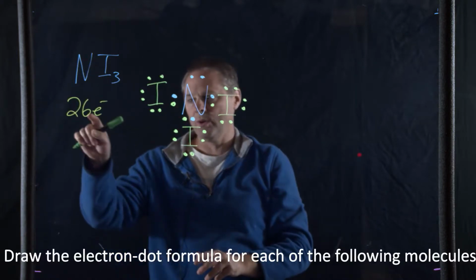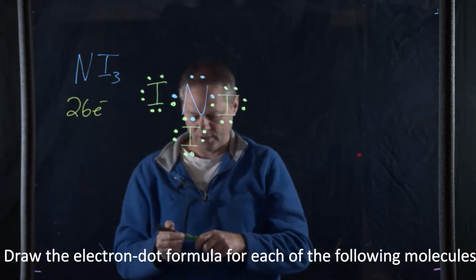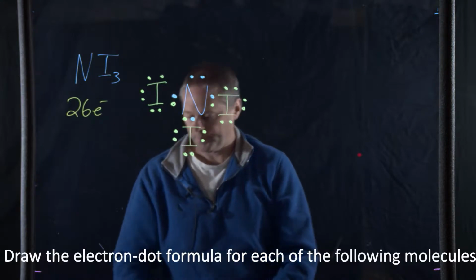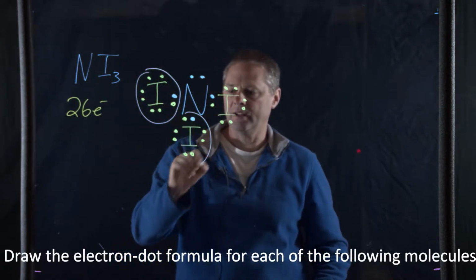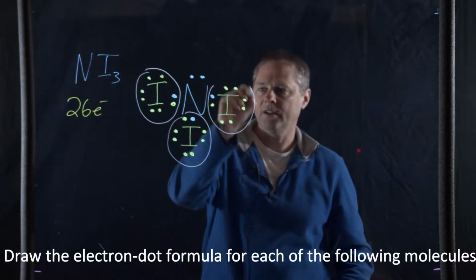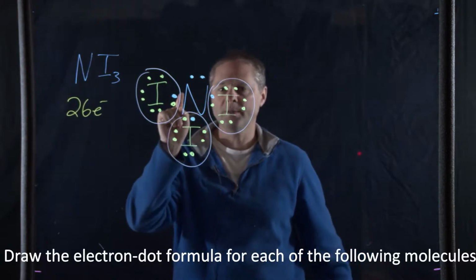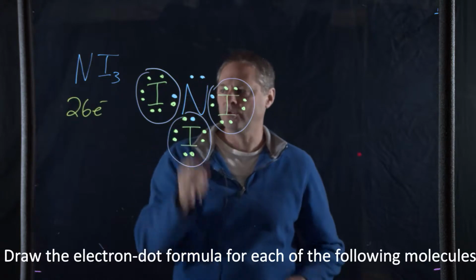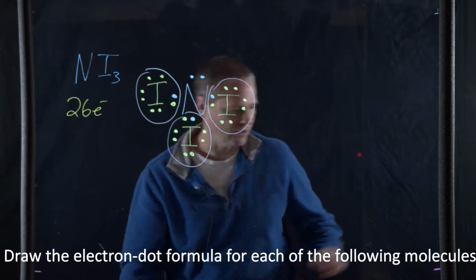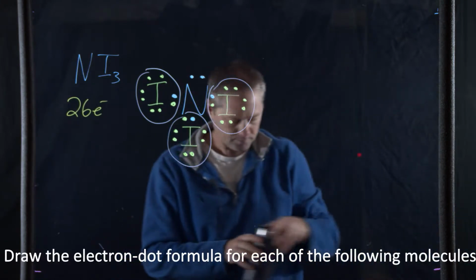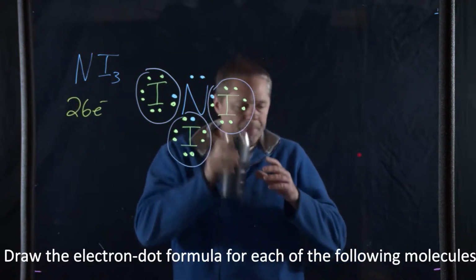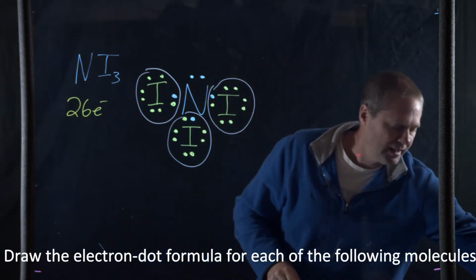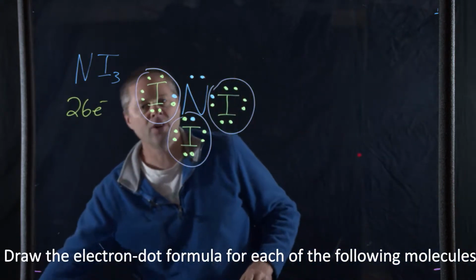Now what we want to do is we want to make sure we have 26 valence electrons. So if we look, there's going to be 8 electrons here, 8 electrons there, 8 electrons there. 3 times 8 is going to be 24, plus 2 more gives us our 26 valence electrons. It's always nice to confirm that we have the right number of electrons when we're doing this.